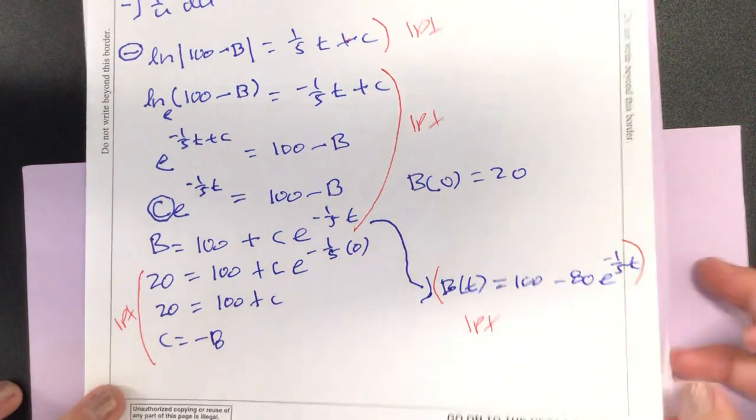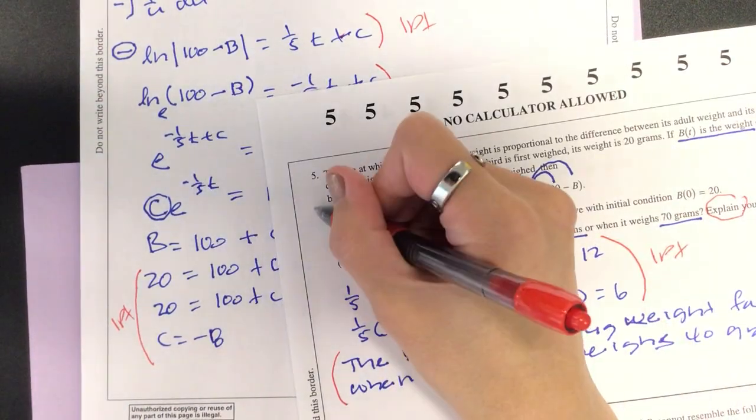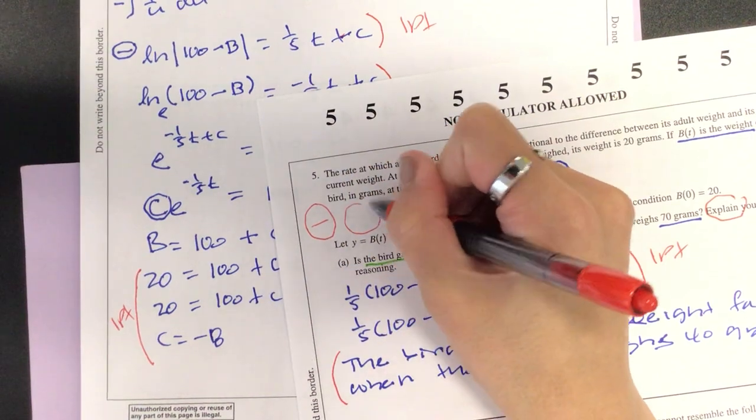So on the front, let's go ahead and write. What was your raw score? What was your potential?